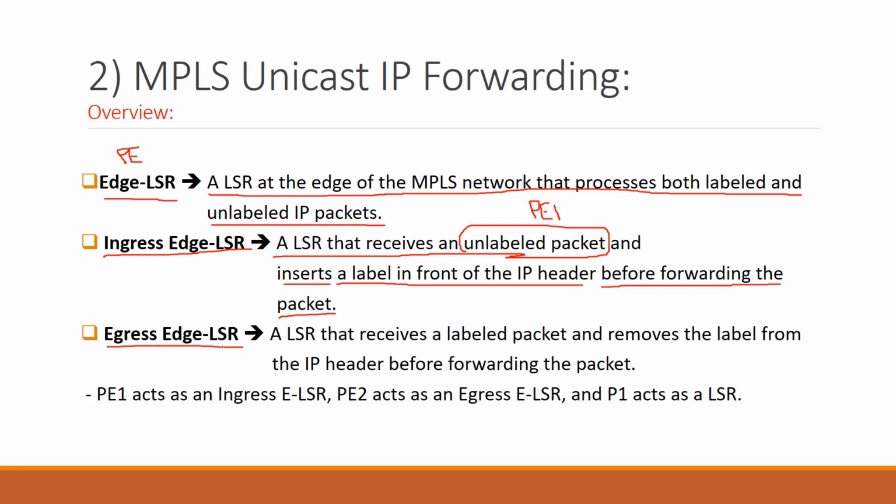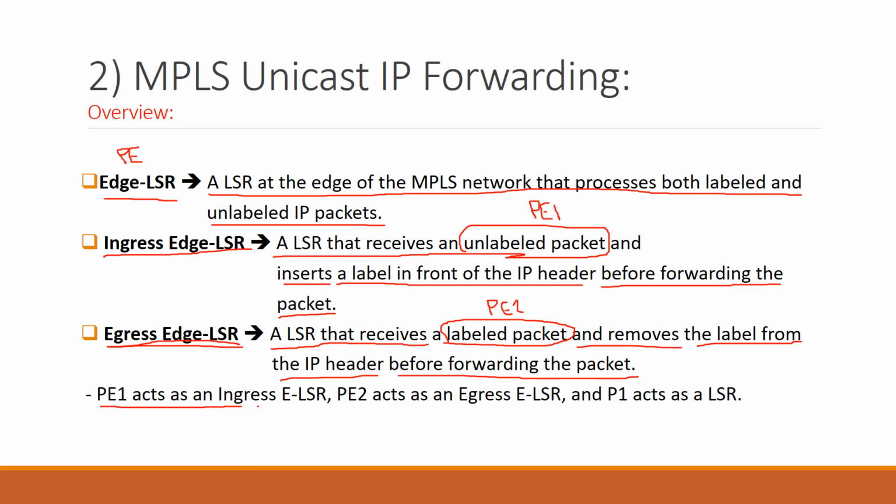Another type of Edge Label Switch Router is the Egress Edge Label Switch Router. This Egress Edge Label Switch Router is a label switch router that receives a labeled packet and removes or pops the label from the IP header before forwarding the packet. As an example, from the previous topology, we have BE2. BE2 received a labeled packet, removed the label, and sent an unlabeled packet to customer edge 2.